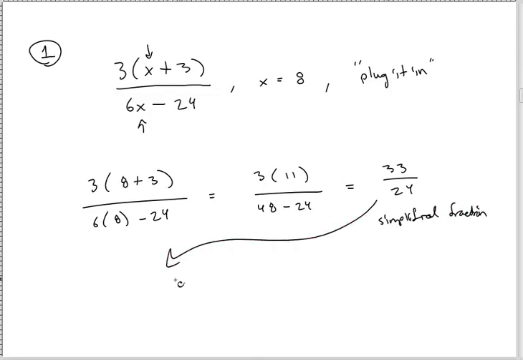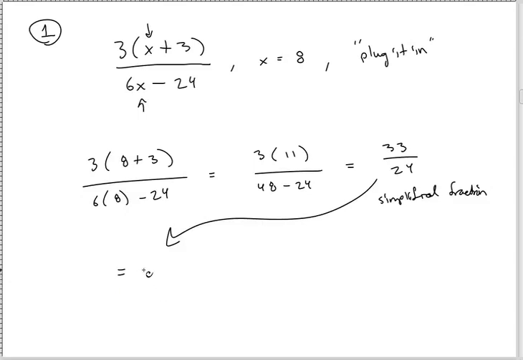I'm going to simplify this down for you. I try to think of what number they both would have in common, and I think they both have a 3. So that'd be a 3 times an 11, and this is a 3 times an 8. You can cancel your 3's out, and there's your answer, 8 over 11. There you go, you're done.